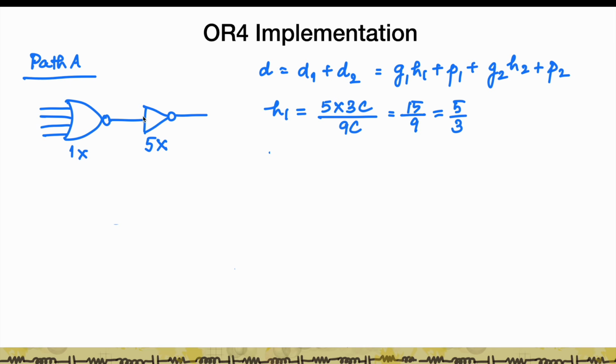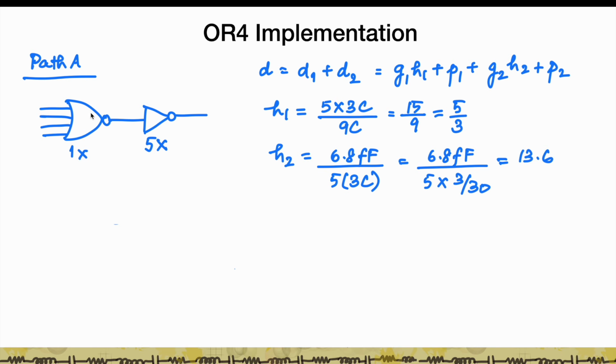Now H1 is nothing but the electrical effort of the first gate, which is the total output capacitance, or rather input capacitance of the next stage by the input capacitance of the previous stage. Input capacitance is 5 times inverter, so 5 times 3C, divided by the input capacitance here 9C, so this is 5 by 3. So that's the electrical effort of the first stage. The electrical effort of the second stage, I have to derive a 6.8 femtofarad capacitor here. And my input capacitance is 5 times 3C. I know 3C is 3 by 30, and this is where this was important to calculate. So from this, I get the electrical effort of my second stage has to be 13.6.